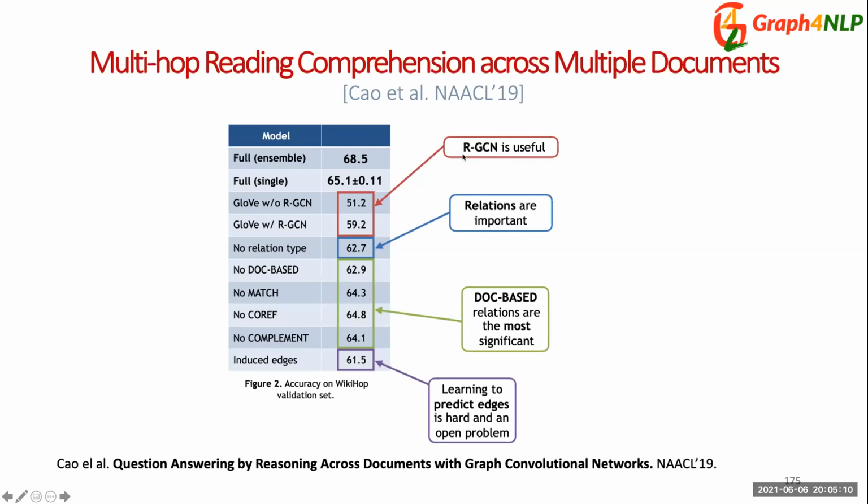Removing the relational GCN results in quite a bit of drop, which means that the graph neural network is really helpful. If we do not consider different types of relation, we also see a drop, which means that relations are really important. Then if we remove different types of relation, you can see the difference here. The most important type of relation is document-based. The others are quite similar.